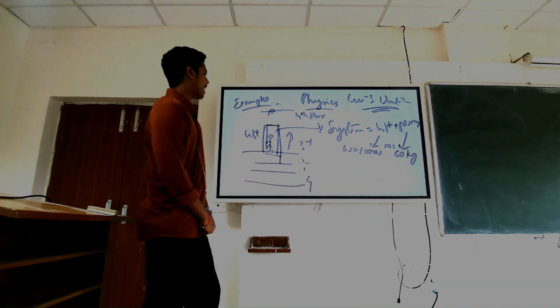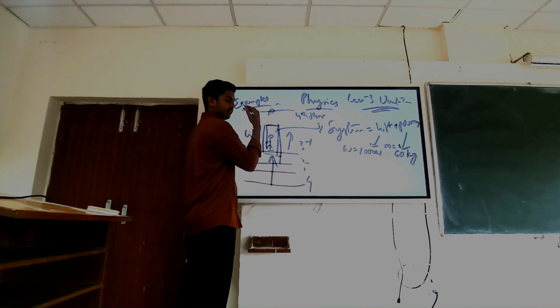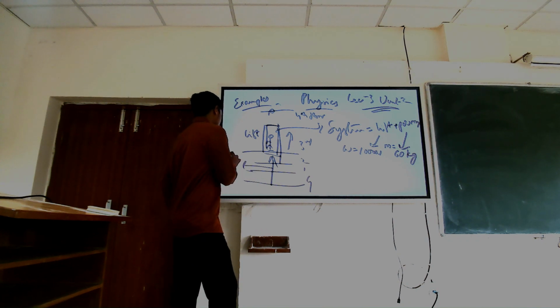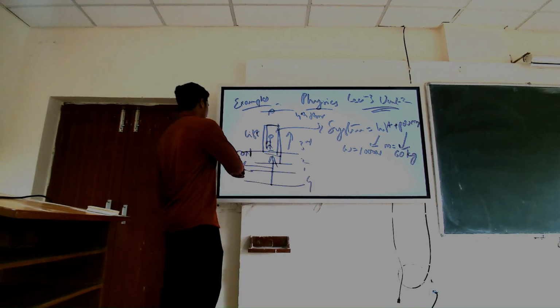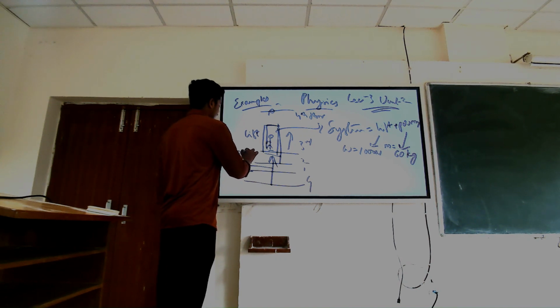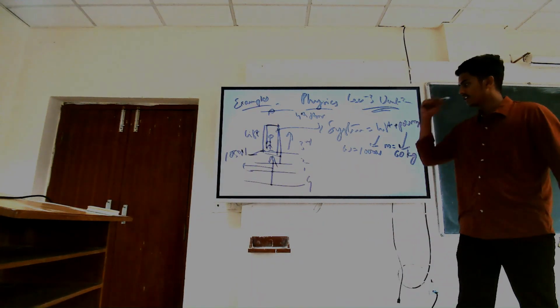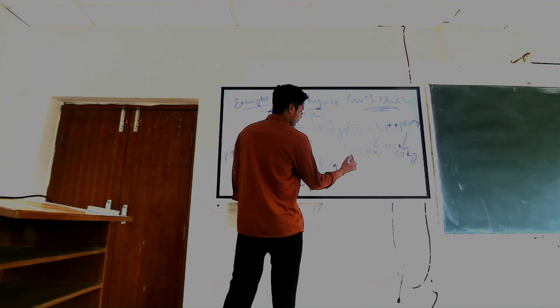Now I am asking, if an external force is applied in this direction, I am applying the external force to the lift in the upper direction, that is, let's say, 1050 Newton. I am applying 1050 Newton on this system in the upper direction. So he is asking what is the work done by the gravitational force.